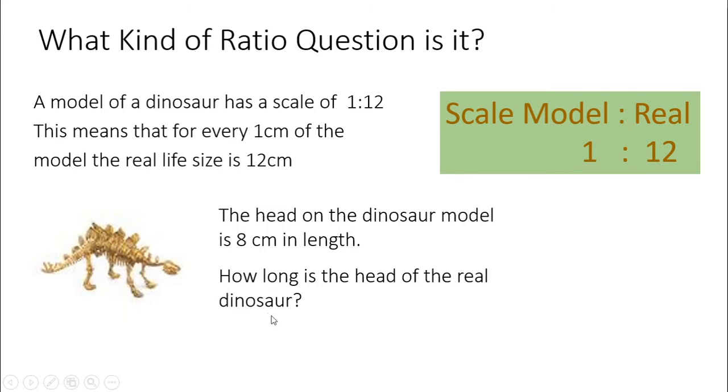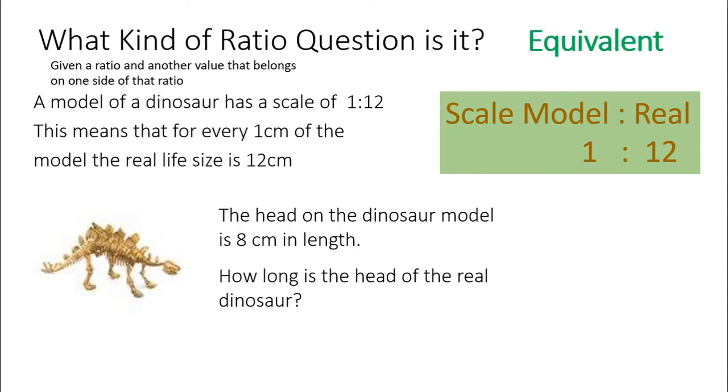What kind of question is this before we go any further? We're given a ratio and we're given another value. So we're not trying to simplify this ratio. What are we going to do with this other value? Does this value belong on one side of the ratio? Or is this a value that needs to be divided or split or shared into this ratio? By writing out clearly what these numbers mean, this is the scale model and this is the real size. This is the scale model, that's the real size. And we are told that the model has a head with a length of 8 centimeters. So this is the model size. This belongs on one side of the ratio. So what kind of a question is it? Given a ratio and another value that belongs on one side of the ratio, that's an equivalent ratio question.